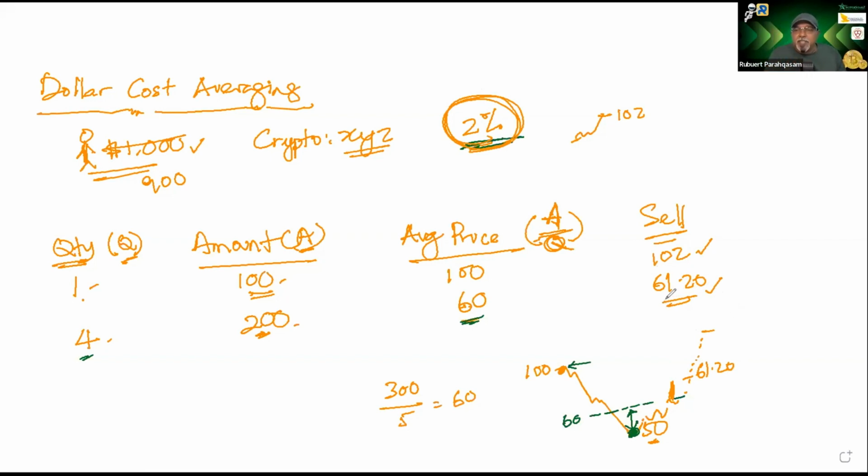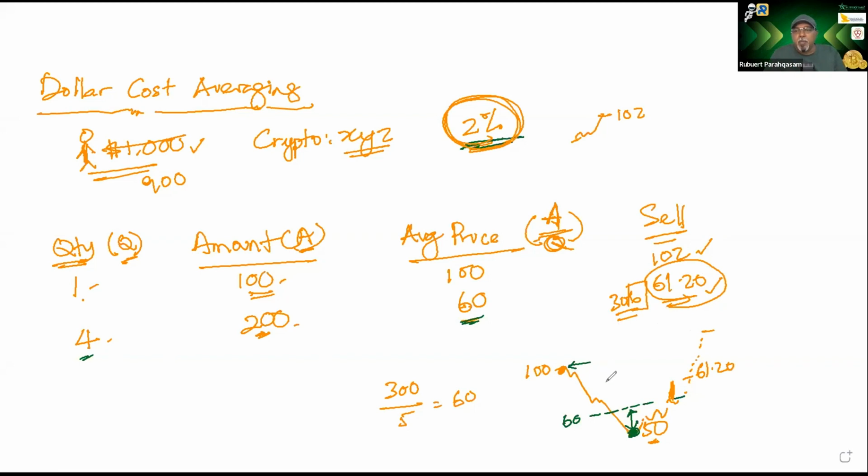Look at this. If at 61.2 I sell all my 5 coins, how much will I make? 61.2 times 5, I will make 306. My total sales would be 306. So my profit would be $6 because I spent $300 earlier. If I had waited, I would have waited a longer time to make just $2 profit. Can you guys see that? So I make a higher profit in a shorter time frame. Now that is dollar cost averaging.